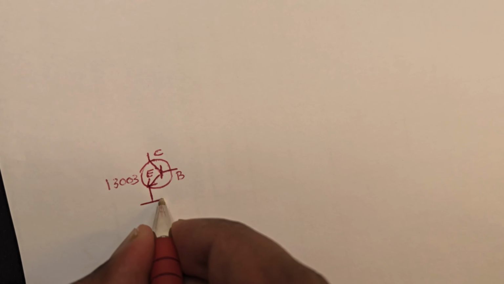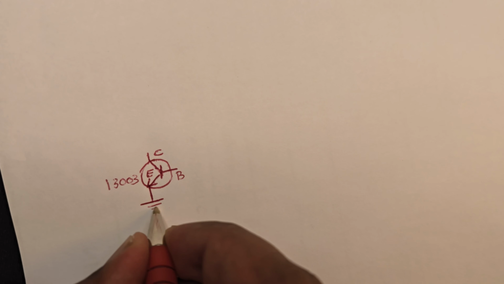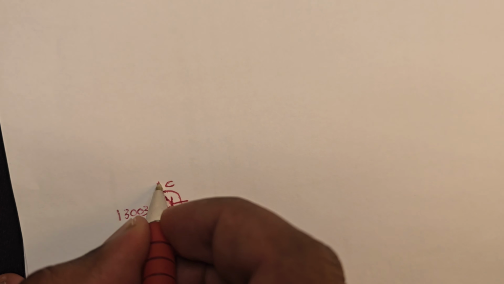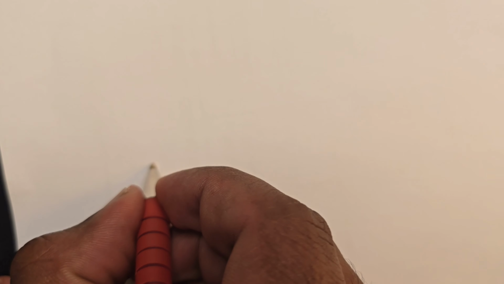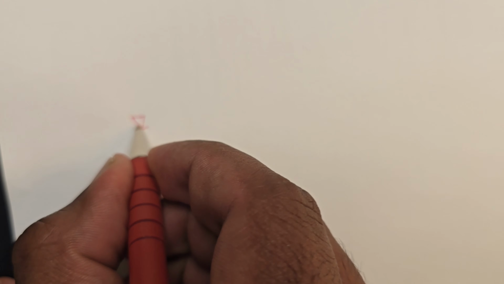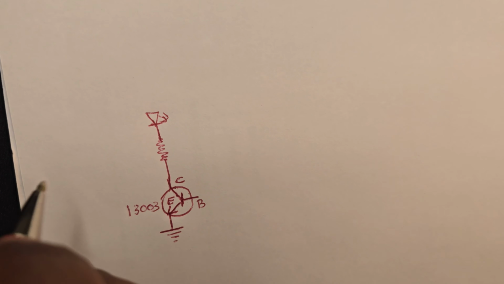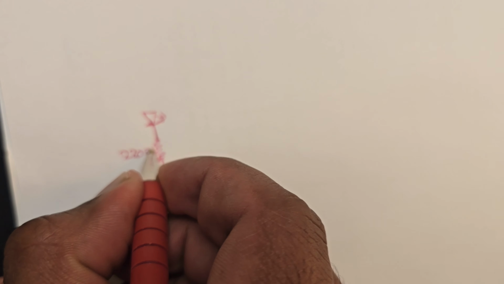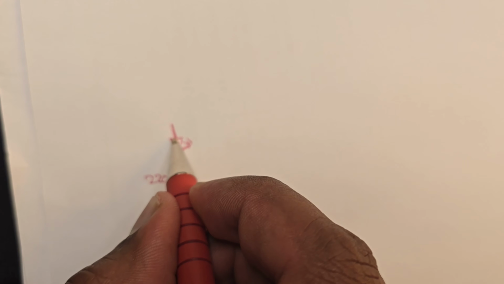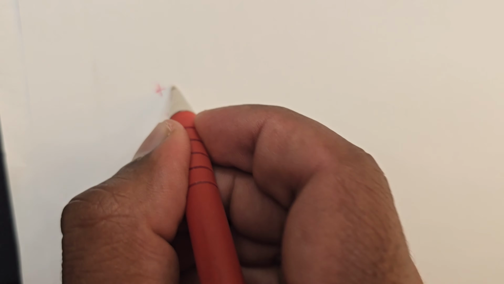NPN transistor, emitter always connected to the ground, and our load always connected to the collector. So here our load is the LED with a current limiting resistor. That's our load. This is a 220 ohm resistor, and that's the LED. And we'll be connecting that to plus 9 volt.